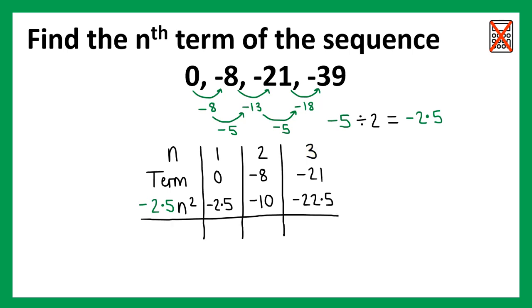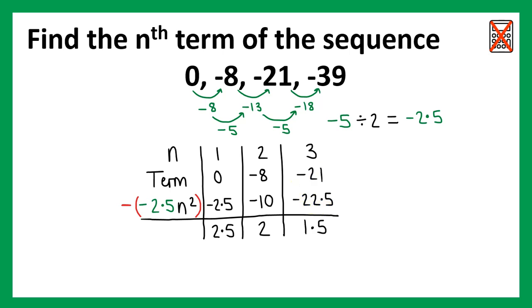Now I can subtract negative 2.5 n squared away from the original sequence to see what's remaining. Since we'll be subtracting what could be some negative values, I just need to be careful here as I may end up having to add. For example, 0 take away negative 2.5 is the same as 0 plus 2.5. Likewise, negative 8 subtract negative 10 is the same as negative 8 plus 10, giving me 2. And lastly, negative 21 subtract negative 22.5 will be negative 21 plus 22.5, which is 1.5.